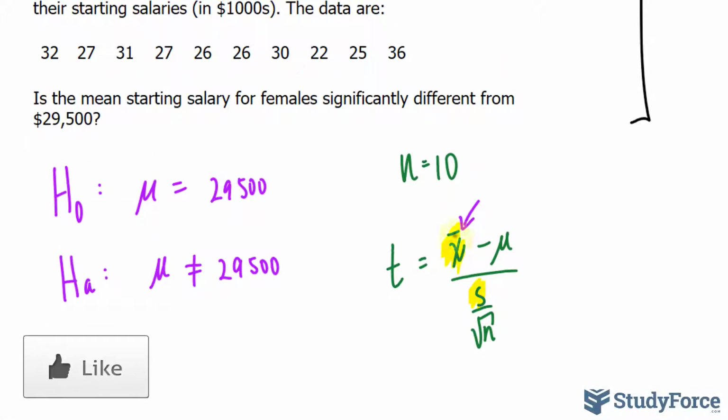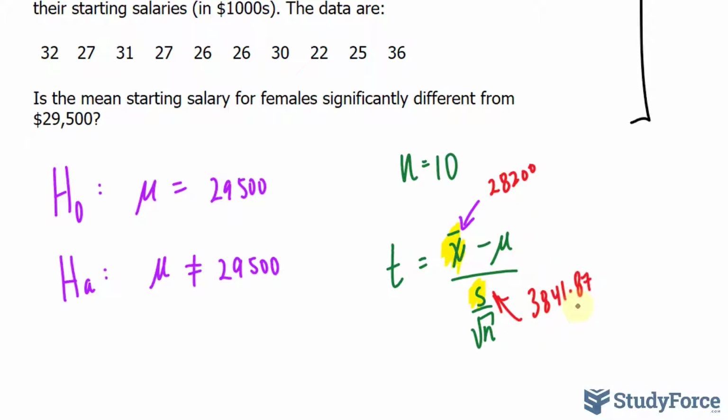Now that we understand the formula, let's go ahead and find the average for this data. I won't be doing it manually. I'll use a computer program to help me find the average, because I'm assuming you already know how to do that. And the same thing with the standard deviation. You should end up with a mean of 28,200, and a standard deviation of 3,841.87. Okay, we're good to go for the next step. Mu I'll replace with 29,500 and n with 10.